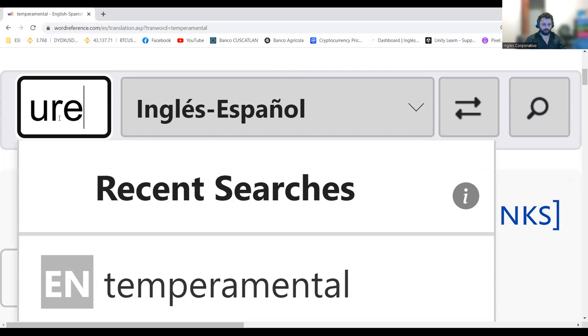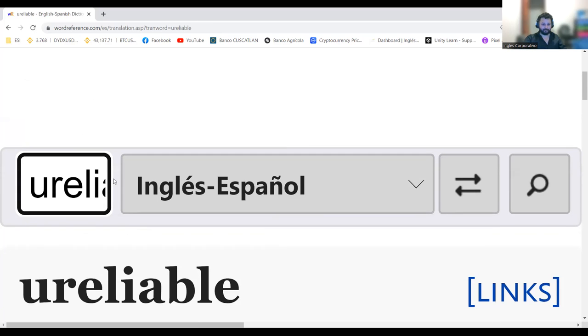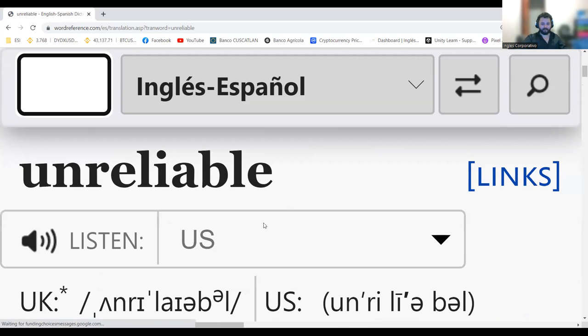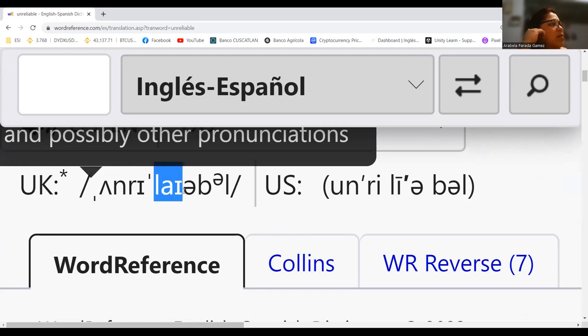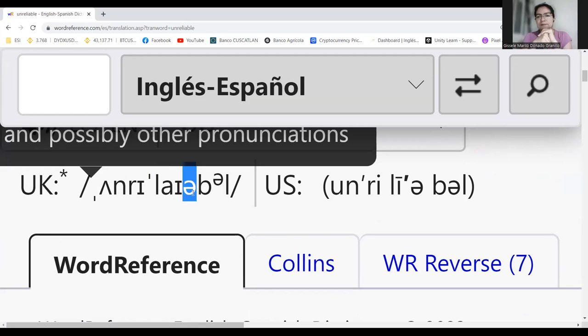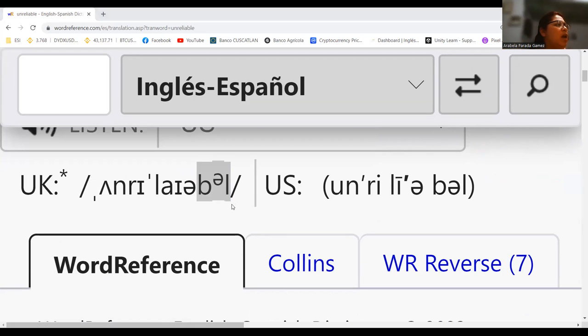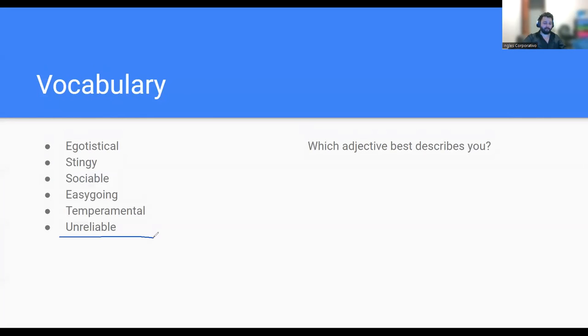The other word that we have here is unreliable. We're missing one letter there, right? So the pronunciation goes like un, re, lie, able. Unreliable. Very good, guys and girls. Good job. All right, so someone unreliable, guys.